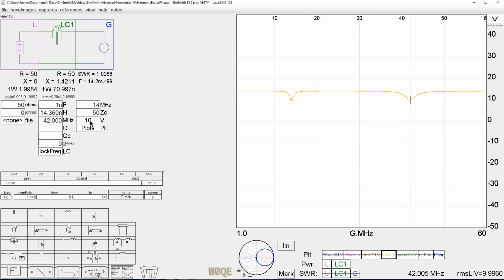Anyways, I hope this has been an interesting journey along how harmonics work in SimSmith, and the next video will have nothing to do with this video, but it will have to do with the other end. So we dealt with the generator end. The next video is going to deal with the load end, and then the third video is going to deal with tying them together with a different filter in the middle. So hopefully this has been interesting.